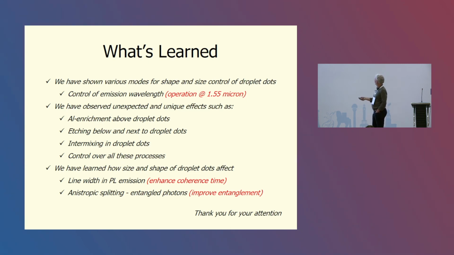We also have learned how size and shape of the dots affect the line widths in PL emission, and if we talk about entangled photons, that will improve our coherence lifetime if we have a narrower line width. And we have also shown how you actually can affect anisotropic splitting by edge pits and how that can be detrimental for entangled photons. So we can actually improve entanglement by reducing this edge pit formation. And with that, I would like to thank you for your attention.